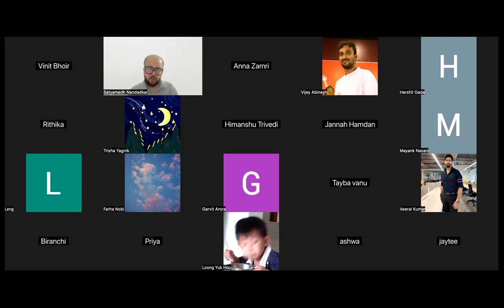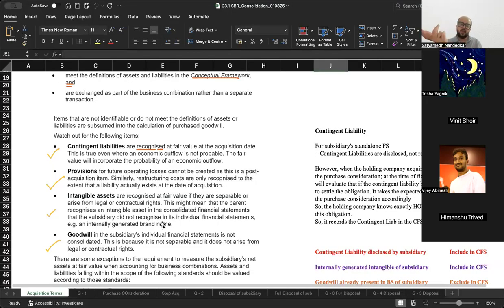Whenever the holding company acquires a subsidiary company, then all the assets and liabilities of the subsidiary company should be included in the consolidated financial statements at their fair value. Now, there are 4 points of interest here. What are these 4 points? If there is a contingent liability in the financial statements of the subsidiary, there is a disclosure relating to contingent liabilities, then that contingent liability is recognized at fair value in the consolidated financials. Provisions for future operating losses are not included.